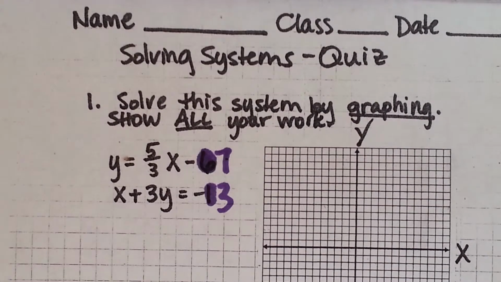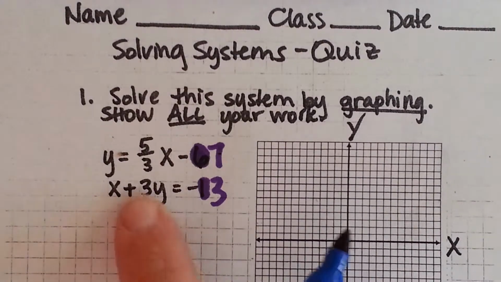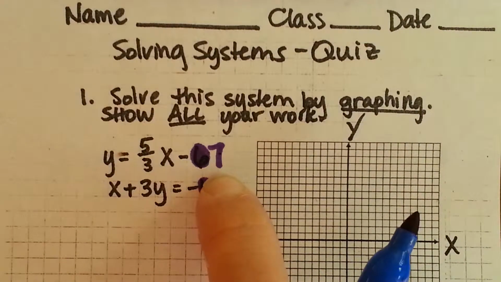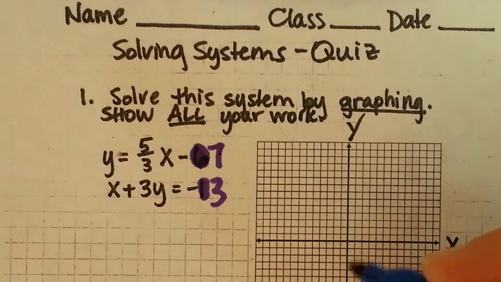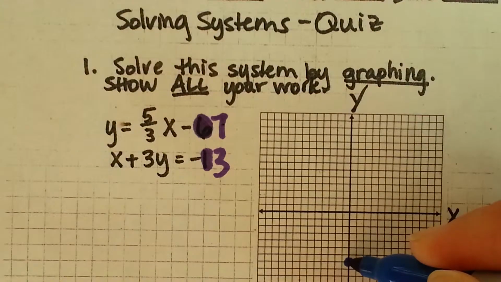For this solving systems quiz, I have two equations. One of them is in slope-intercept form, and one of them is in standard form. On the one that is in slope-intercept form, I have a slope of 5 over 3 and a y-intercept of -7. So we're going to go down here to -7 and put a point.